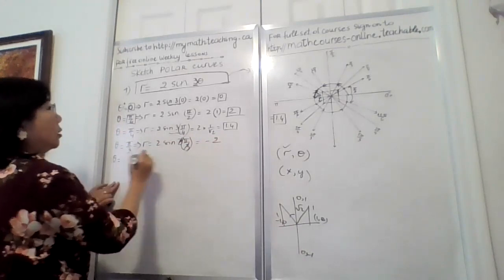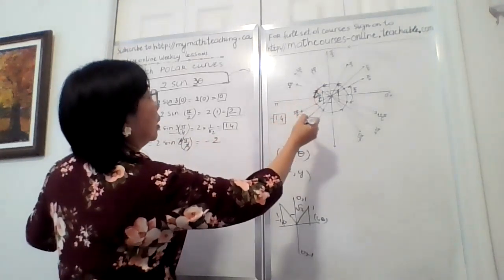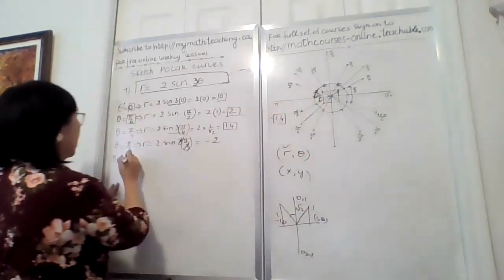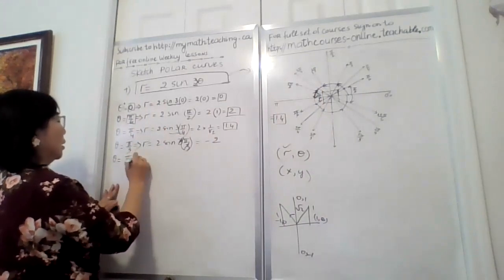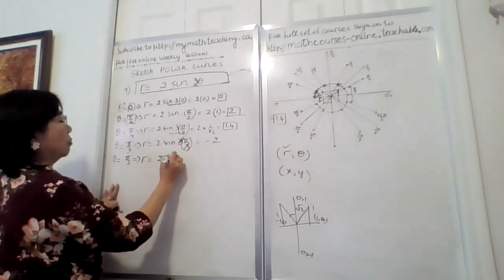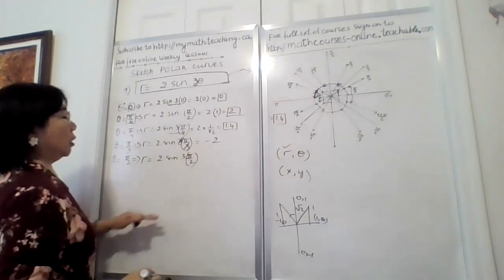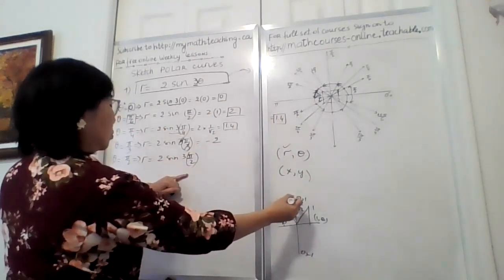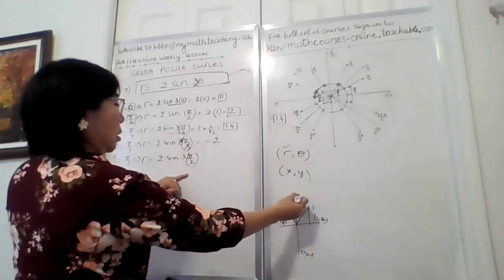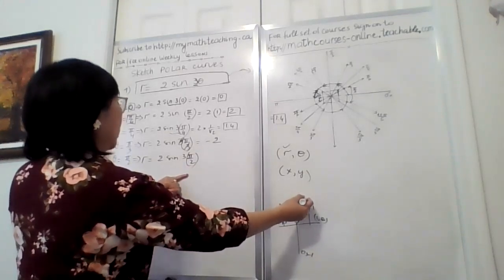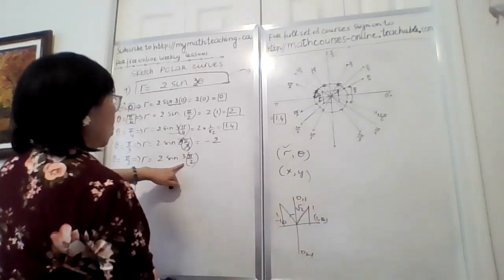Now go to pi over 2. R will be equal to 2 times sine of 3 times pi over 2. And sine of 3 pi over 2 is minus 1.